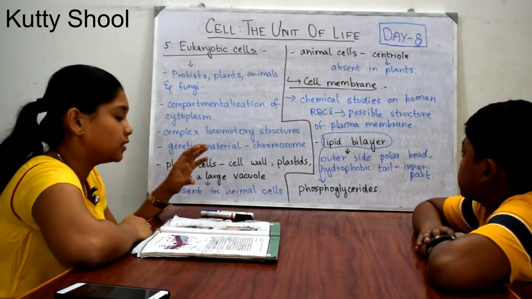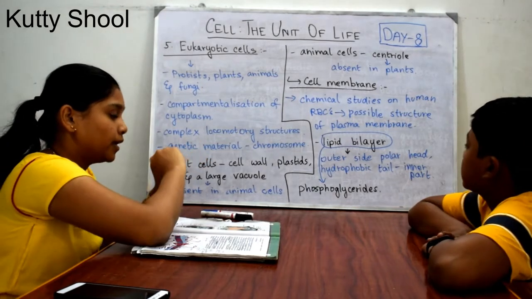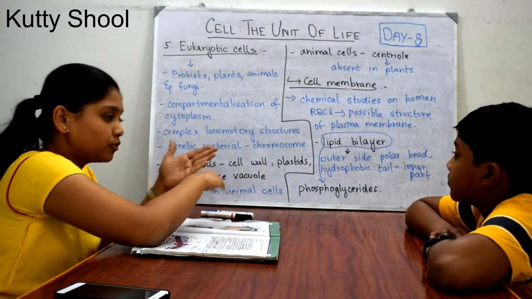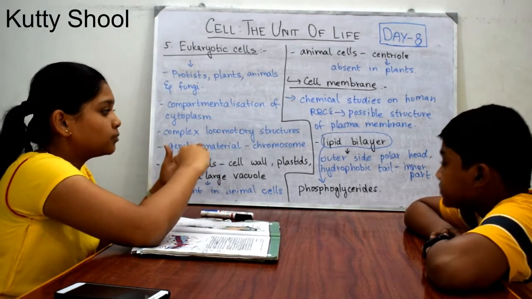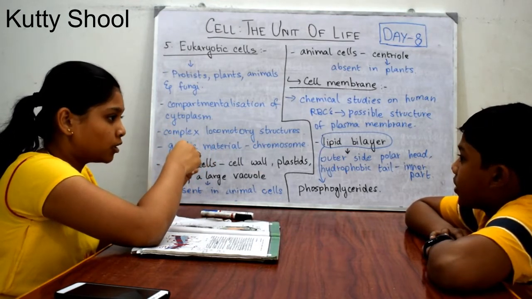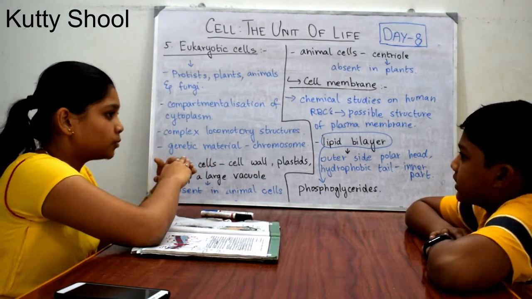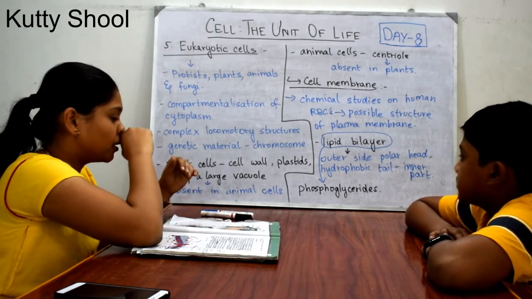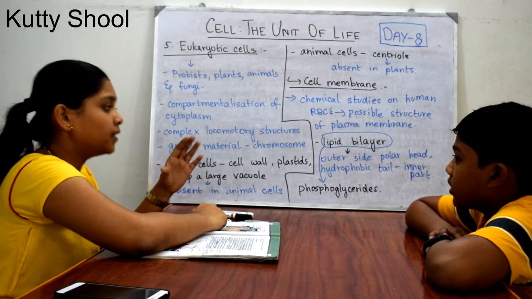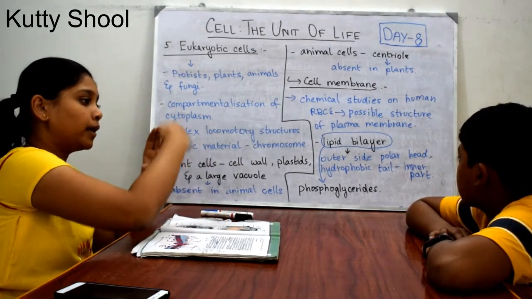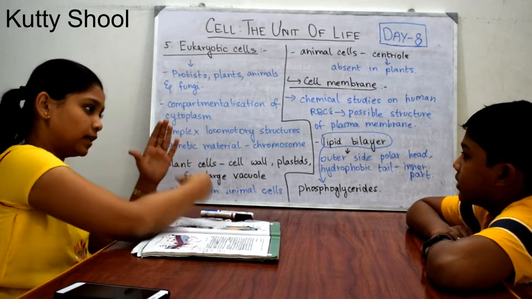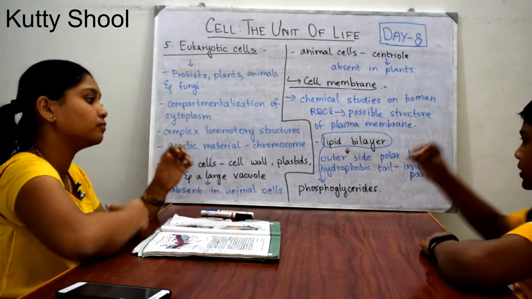One layer is on the top and one layer is at the bottom. On the outer side of the lipid bilayer there is a polar head, which is soluble in water. Polar means they are water lovable and can exist in water. The hydrophobic tail is in between the two lipid layers, on the inside.